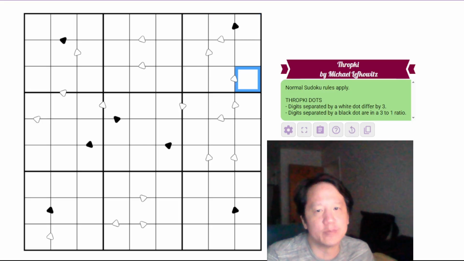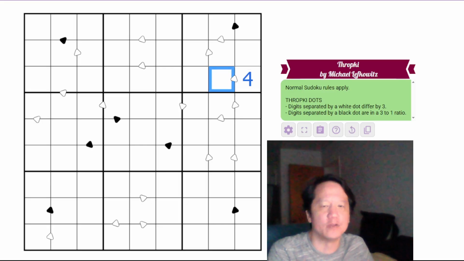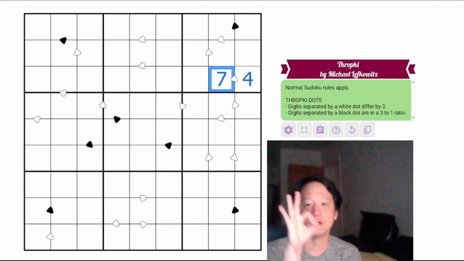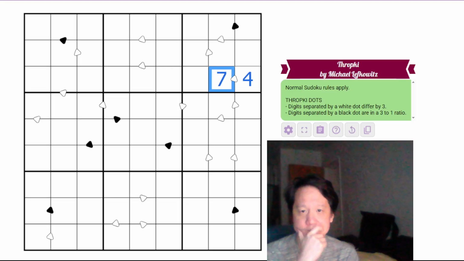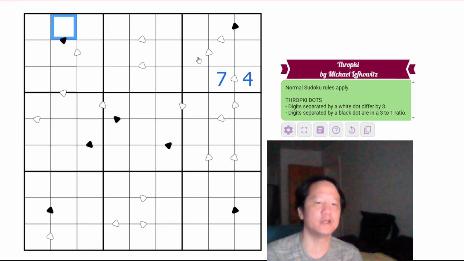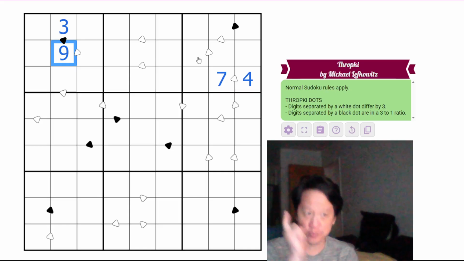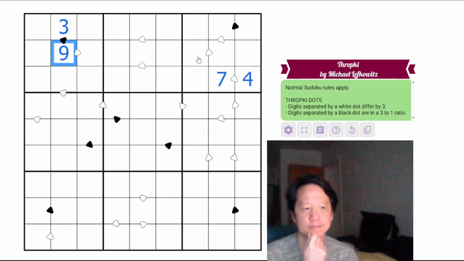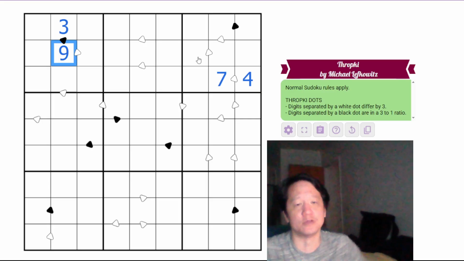So, for example, say this was a 4 here. These digits would have to be 1 or 7, because those are the only digits which are 3 away from 4. And in addition, say this was a 3 here, then this would have to be 1 or 9 to be in a 1-to-3 ratio with 3. And those are all the rules.